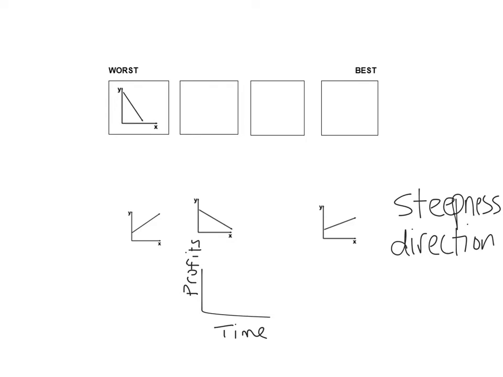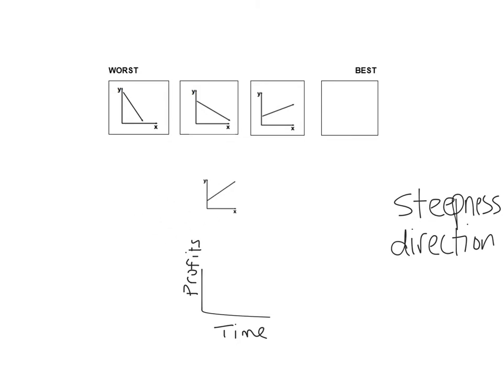And then the next worst is going to be the one that's still going down to the right but is less steep. So that's this one here. And then the second best is going to be the one that is going up to the right but is less steep than the other. And then finally this one here would be your best, as it is the most steep. This means that the profits are going up the most quickly.